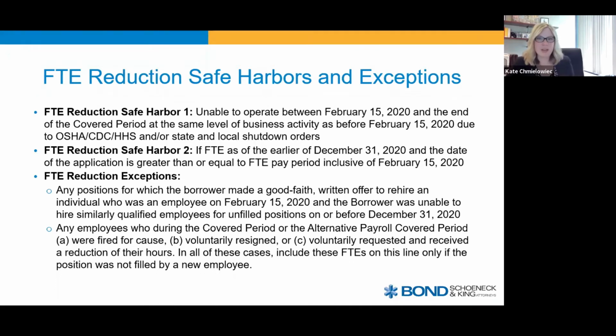The next reduction exception is the last bullet point here on the screen, which is employees who during the covered period or the alternative covered period, whichever one you choose to use, were fired for cause, voluntarily resigned, or voluntarily requested and received a reduction in their hours. And in all of these cases, you're only going to include the FTEs on this line if the position was not filled by a new employee. So you don't get the benefit of both. So you don't get the new employee and you get an exception for the old employee. If somebody has been hired into that spot, you would just count the new employee. Okay, next slide.